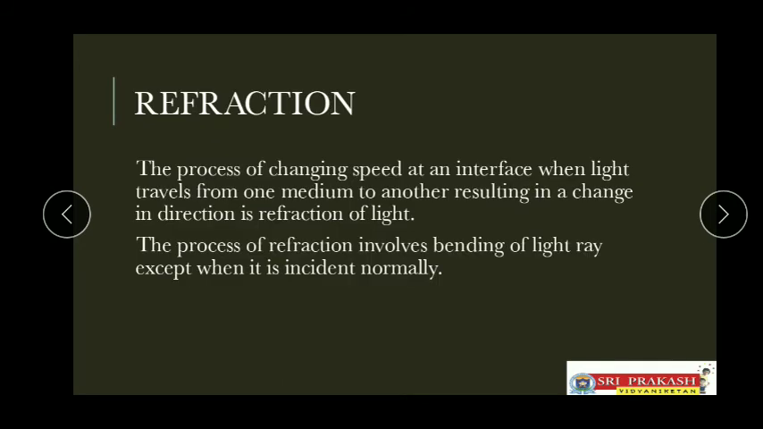What does the definition of refraction say? The process of changing speed at the interface when light travels from one medium to another medium, resulting in a change in the direction, that is called refraction. And the process of refraction involves bending of the light ray, except when it is incident normally.